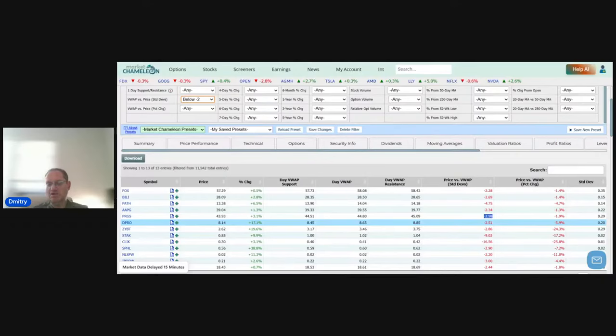So I'm going to stop right here. I wanted to show this screen quickly and this data table.